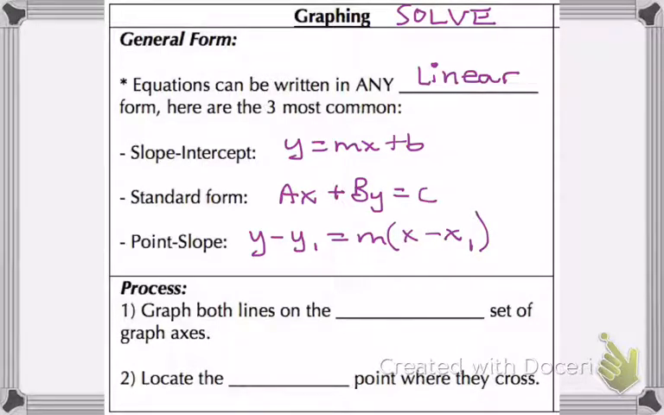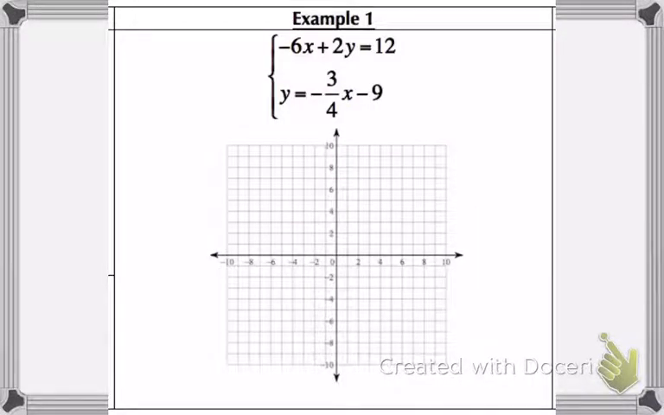So your process for this is step one, graph both lines on the same set of axes and locate the x, y point where they cross. So here's an example. Here we have standard form, and that's where I use what's called the cover up and divide method. So if I cover up the x, then I have 2y equals 12, which means y equals 6. So on the y-axis, I plot a point at the 6.